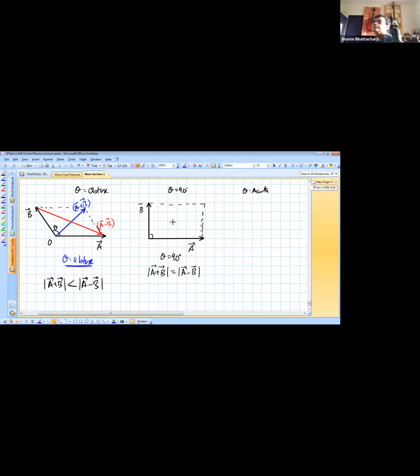That this diagonal is equal to that other diagonal, which is in fact numerically equal to how much? It will be root of A square plus B square.